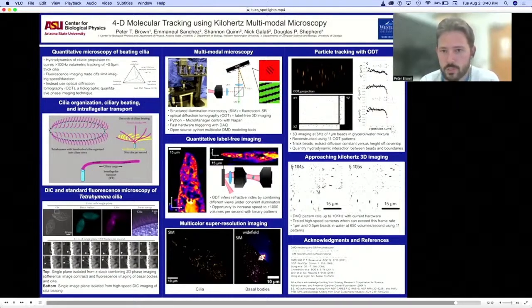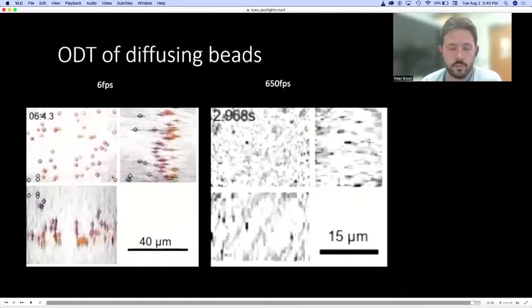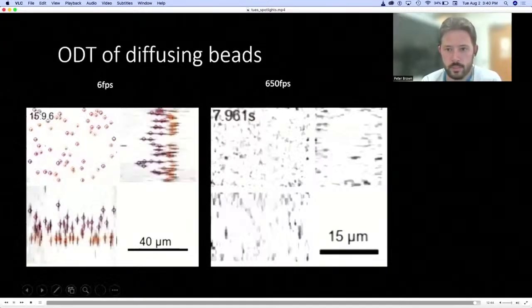We've imaged dynamic samples. Here we're looking at diffusing beads, and we can resolve how the diffusion constant changes with height above the cover slip due to hydrodynamic interactions. Most recently, we've tested a high-speed camera, which enables volumetric imaging at up to 1,000 frames per second, and we can still nicely resolve the beads. Next, we're excited to test out live cell imaging with the Tetrahymena. And I'll leave you with movies of these beads diffusing in 3D at 6 volumetric frames per second, as well as 650. Thank you.